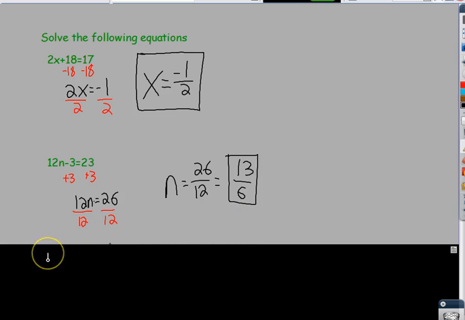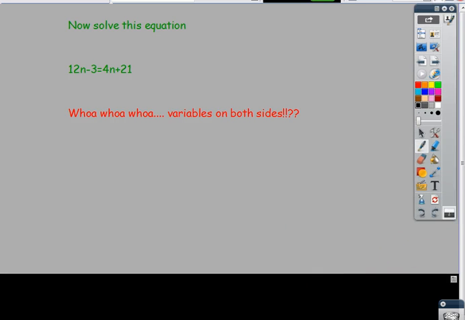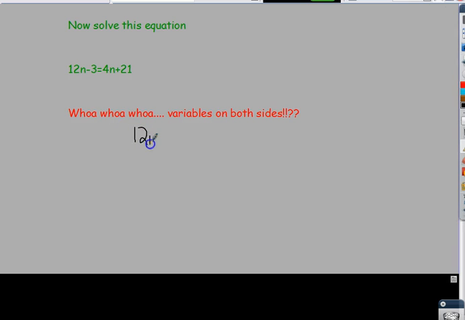Okay, moving on. Alright, let's go ahead and solve this one. Alright, 12n minus 3 equals 4n plus, whoa, plus 21. Variables on both sides. Say, what? Well, remember, this is okay. You've got some choices here. So I have my equation: 12n minus 3 equals 4n plus 21.